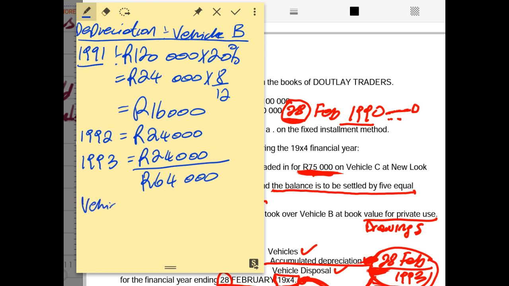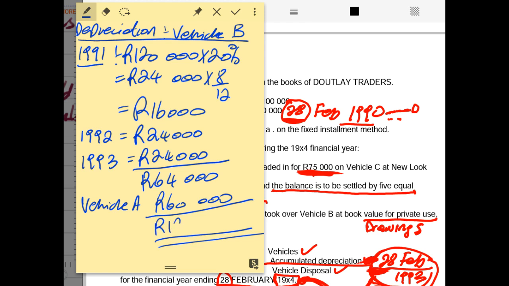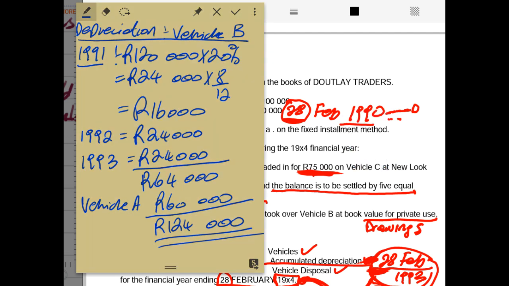Vehicle A, that gave us an amount of 60,000 rands. So now if this is 60,000 rands, we just have to add the two to check how much we have as the total accumulated depreciation on the 1st of March 1993. That will give us 124,000 rands. So I hope that makes sense as I have just explained it. Let me just keep that picture before I continue.